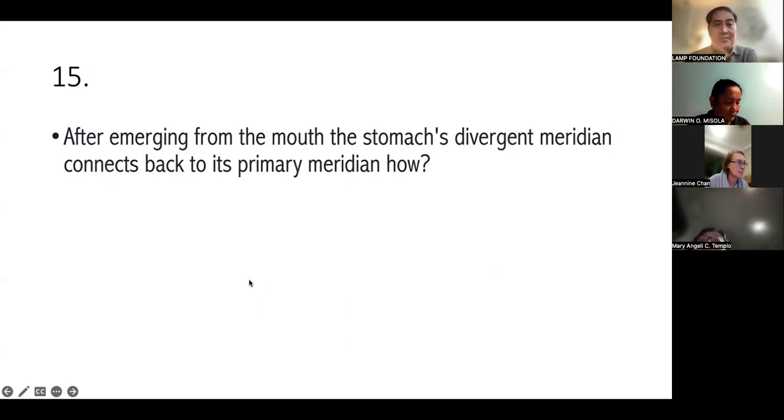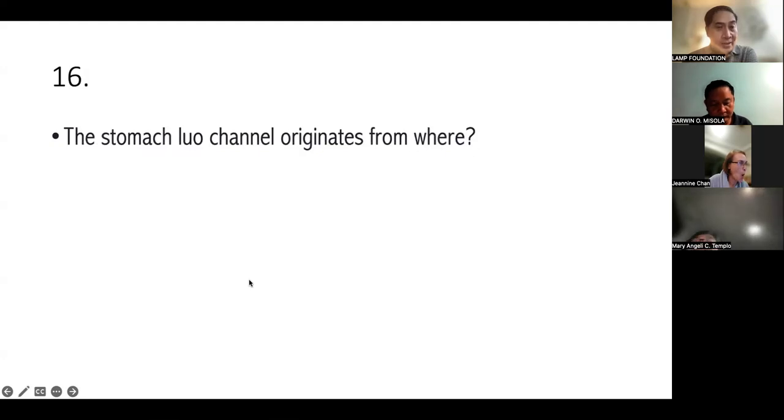Okay. The stomach luo connecting channel originates where? On the leg, lateral to the shin bone. Okay. At what particular point? Stomach 40, the luo connecting point of the stomach. Stomach 40. Very good. Kaya nga stomach luo na yan eh. So you should know the luo connecting point of the stomach.